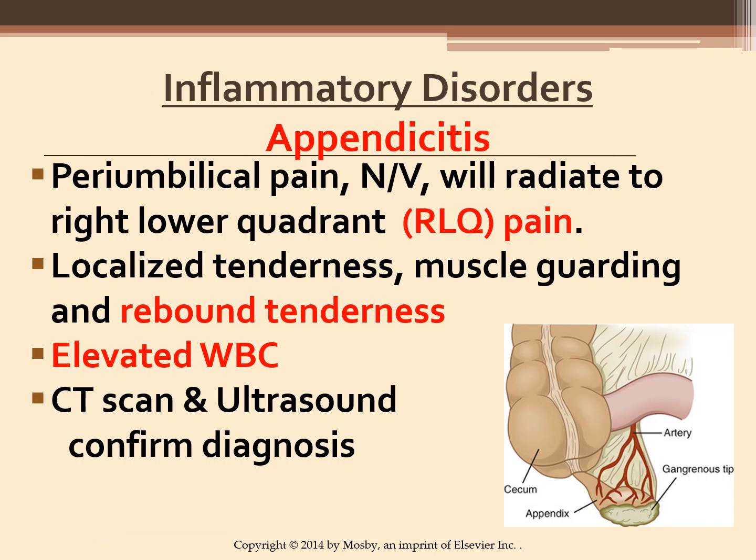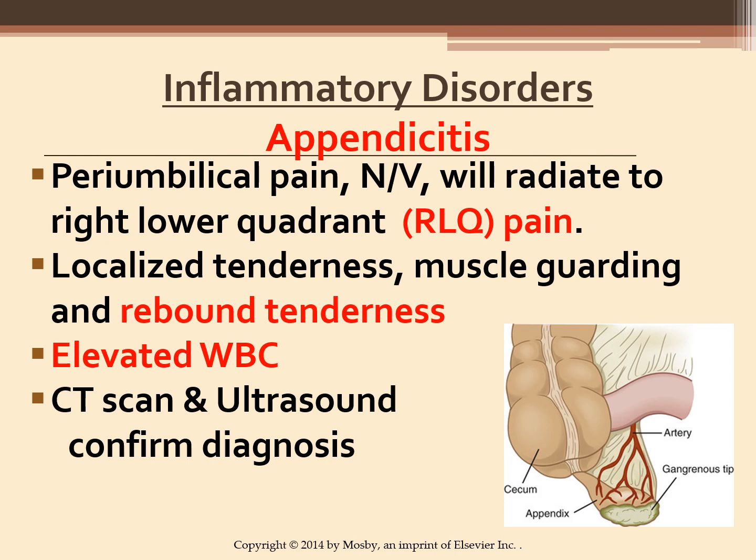Now we're going to talk about the different inflammatory disorders. The first one a lot of people know about is appendicitis. It is a periumbilical pain, nausea, vomiting, usually will radiate down to the right lower quadrant. You'll have some localized tenderness, muscle guarding, and rebound tenderness. So rebound tenderness is one of those main signs. This is sudden pain when the fingers are withdrawn quickly. So you put pressure, and when you withdraw your fingers, that's when they have pain.